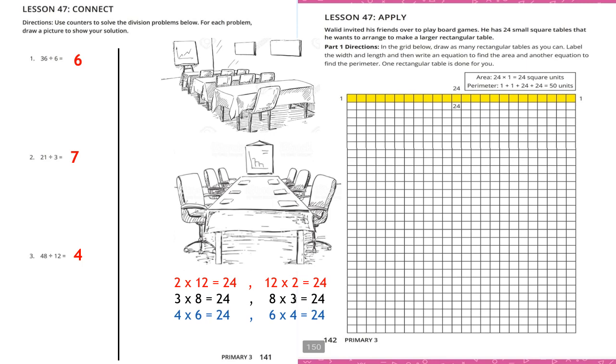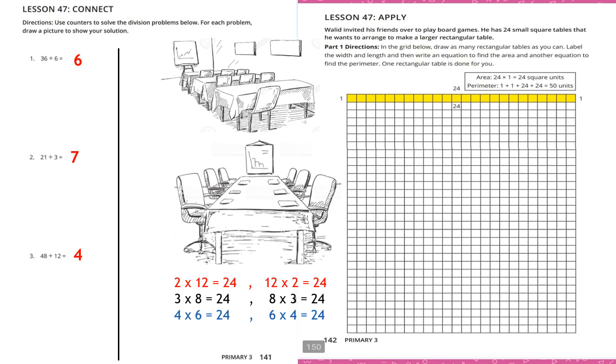Here we have 2 times 12. The answer will be 2 times 12 equals 24, and 12 times 2 equals 24. 3 times 8, 24, and 8 times 3, 24. 4 times 6, 24, and 6 times 4, 24.